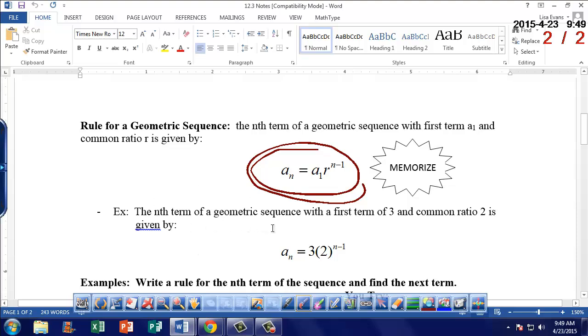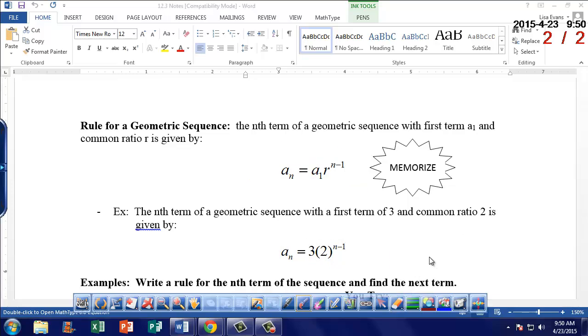And here's just a quick example. The nth term of a geometric sequence with the first term of 3, so notice 3 was substituted in for a sub 1, and a common ratio of 2, so we're going to put 2 in for r, is given by this. Notice, you do not multiply these two together. You do not tell me the answer is 6 to the n minus 1, because that would not be following order of operations. This exponent only goes with the 2. So we actually just leave our answer like that. That makes these problems a little bit easier.